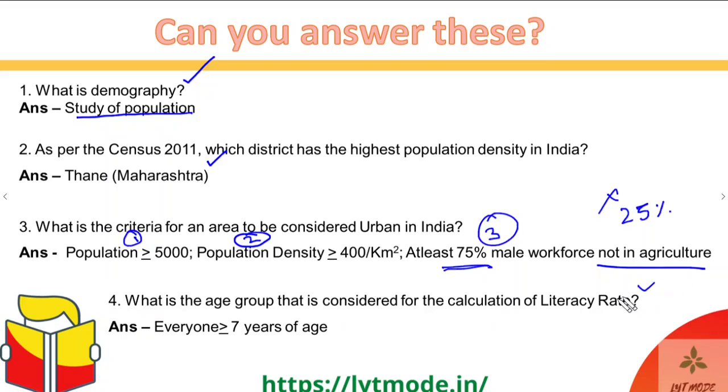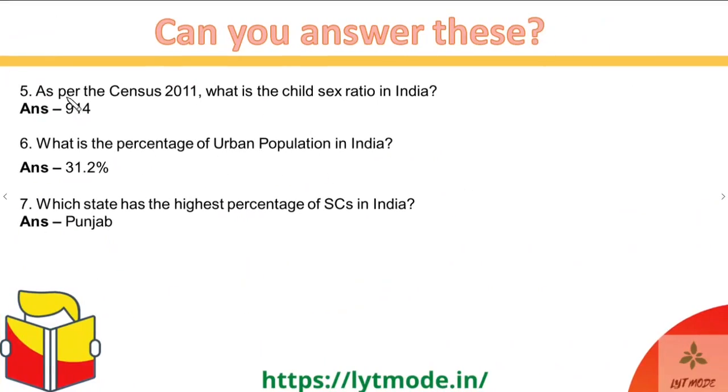Moving ahead, the fourth question: what is the age group that is considered for the calculation of literacy rate? I told you that Chintu cannot be taken in the literacy rate calculation, which means that 7 years or more is the age group for which all people are considered for the calculation of literacy rates.